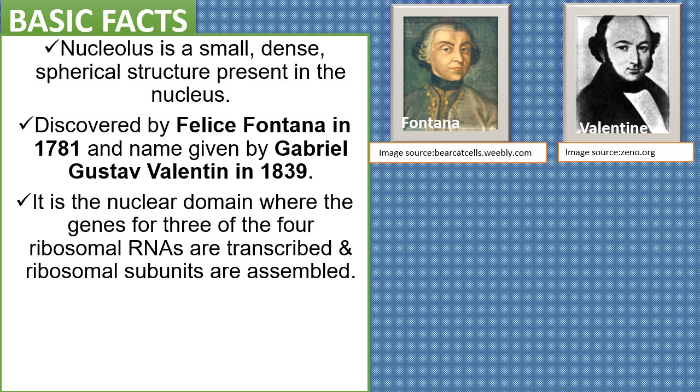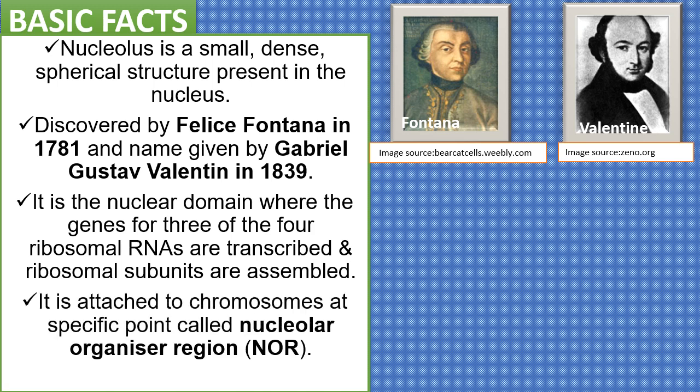The nucleolus can be again defined as the nuclear domain where the genes for 3 of the 4 ribosomal RNAs are transcribed. We know that there are 4 types of ribosomal RNAs found in eukaryotes. They are 5S, 5.8S, 18S and 28S ribosomal RNAs. Among these 4, except the 5S ribosomal RNA, the other 3 are transcribed within the nucleolus, and the ribosomal subunits are also assembled within it.